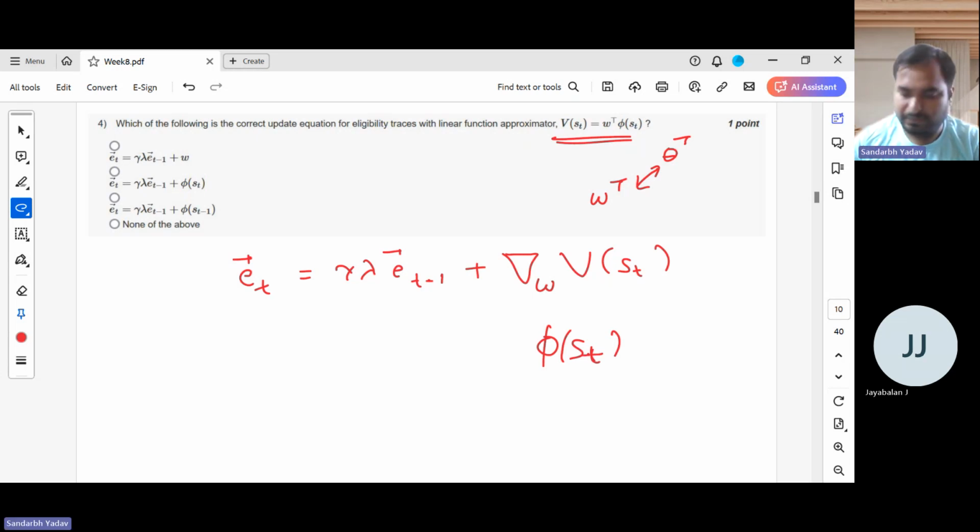Phi of ST, this one. ST minus 1 is wrong. W won't come because we are taking the gradient with respect to W only. And again, this will be wrong. So the correct option is option B.